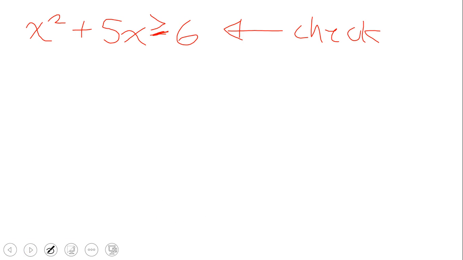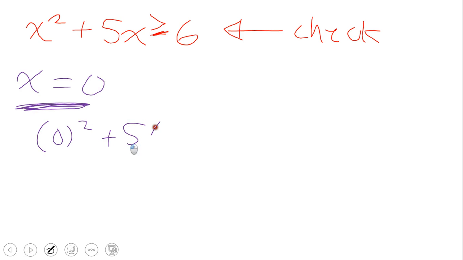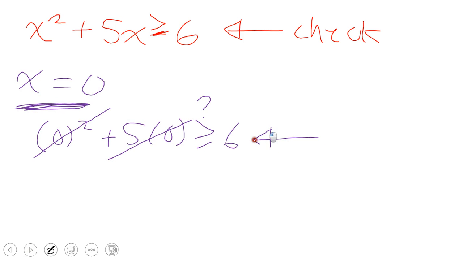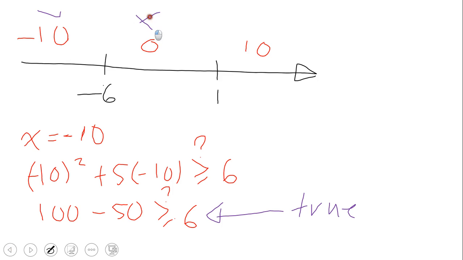So let's check for 0. When x equals 0, I have 0 squared plus 5 times 0, greater than or equal to 6, question. That's basically 0 and 0, so that's false because 0's certainly not greater than 6. So this side is going to fail.